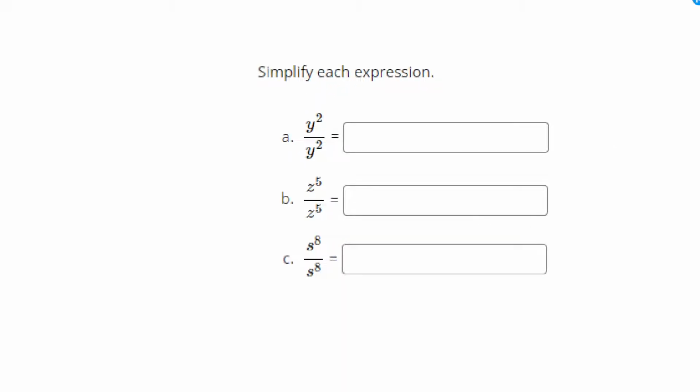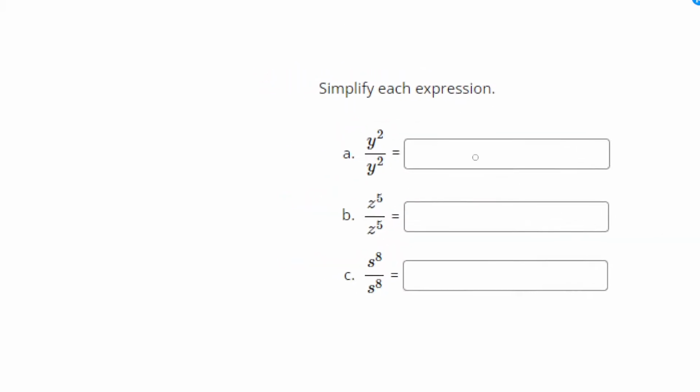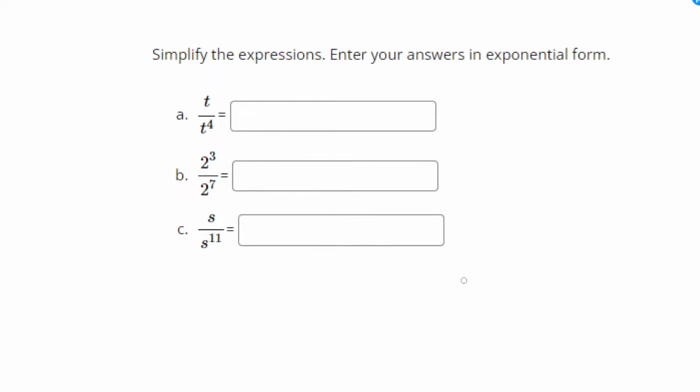So first, what it's asking us to do is to simplify each expression. We have y squared over y squared. Anything divided by itself is 1. So 1, z to the 5th over z to the 5th, 1. S to the 8th over s to the 8th, 1. Easy peasy. Simplify.